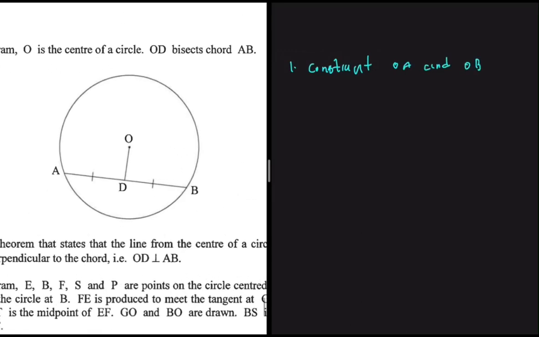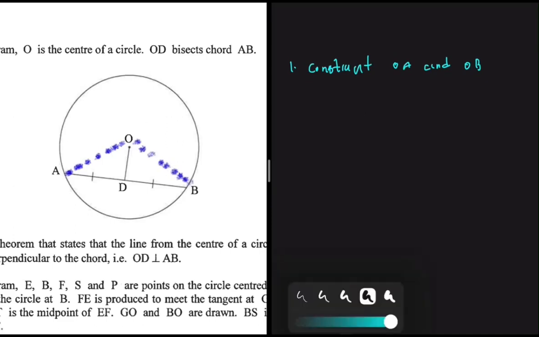We need to prove that a line from the center that bisects the chord is perpendicular to the chord. We're going to do that in 3 easy steps, right? So step number 1 is to make some construction, right? So let's go ahead and construct OA and OB. Let me show you what I'm talking about. So we are going to join OA here. Let me just do that real quick, and then we're also going to join OB, right?